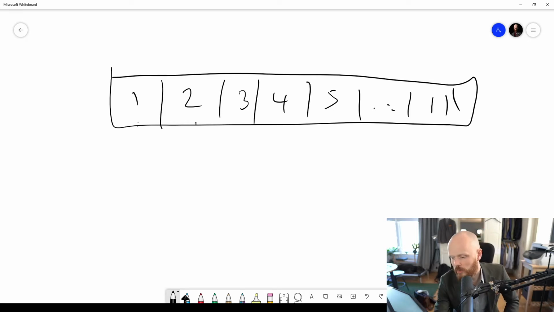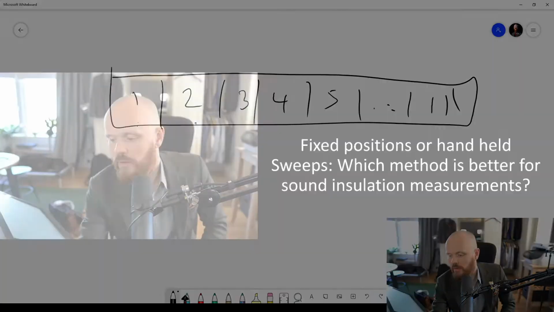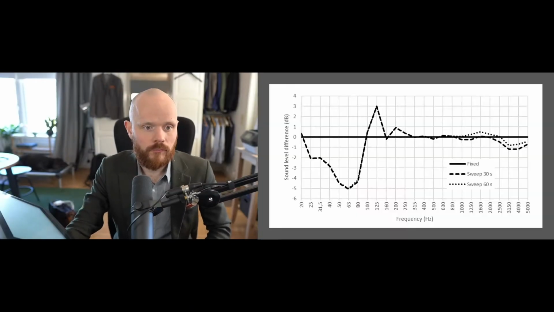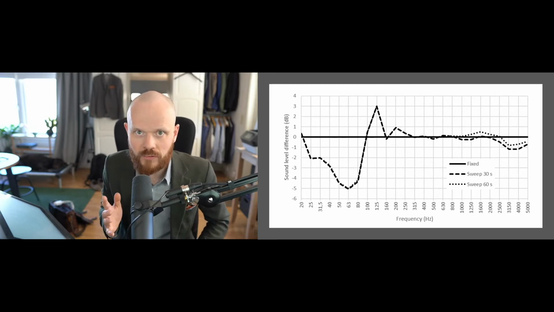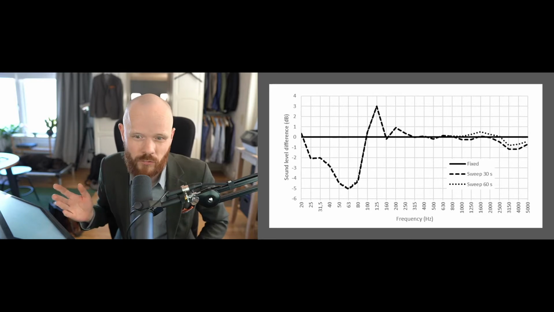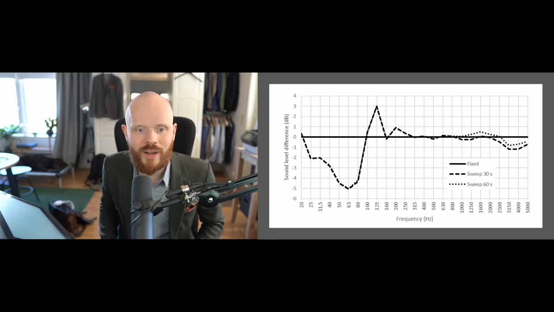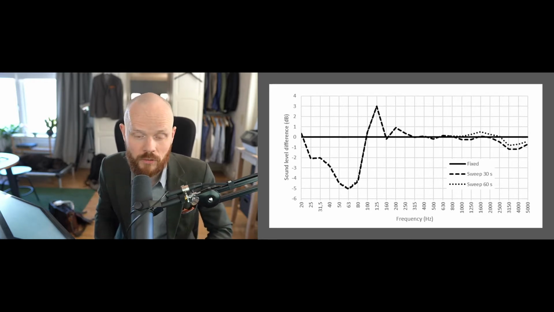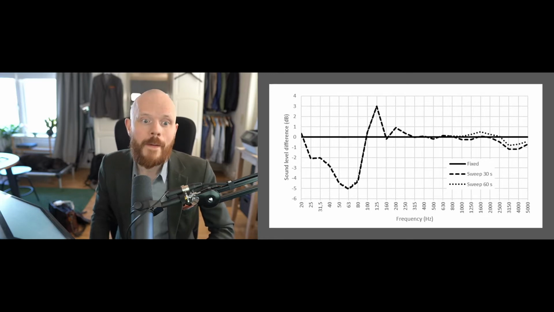And here's the interesting part. We also did both fixed positions and handheld sweeps in the control apartment. And take a look at this. Here are the results with 2 different sweep times, 30 and 60 seconds. This is basically perfect overlap between these 2 curves, except for the higher frequencies, but they're not relevant when you measure impact sound insulation in wooden dwellings.